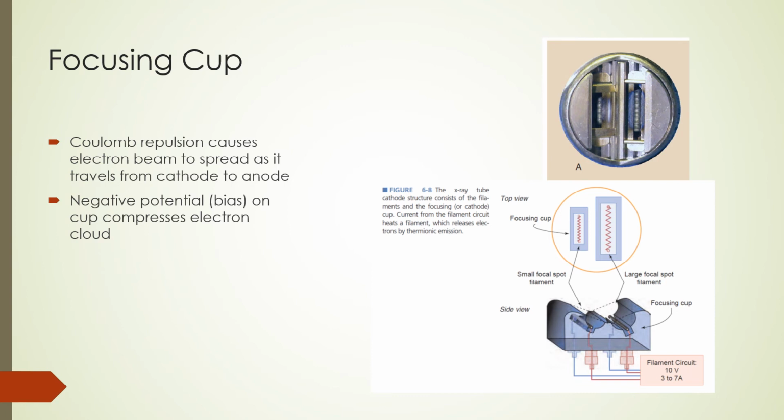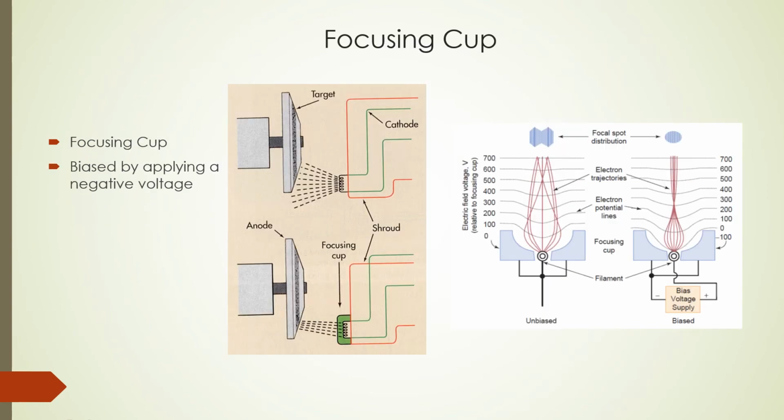Both focusing cap and filament are maintained at a negative potential relative to the anode. In the top picture, we see the focusing cap with two filaments. The bottom figure shows a bit more clearly the two filaments in a focusing cap. The importance of the focusing cap is shown in these figures.